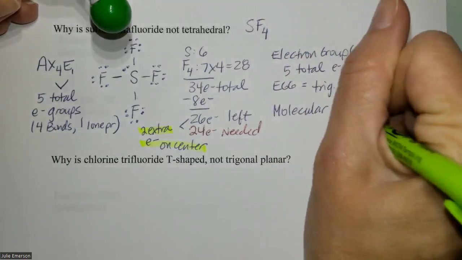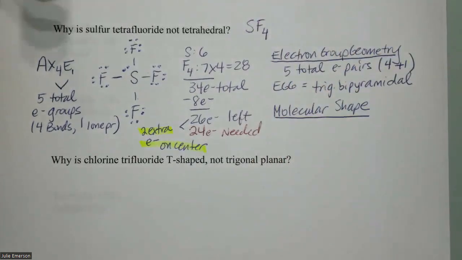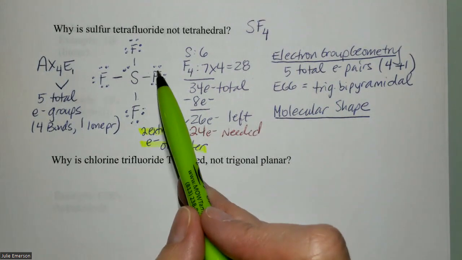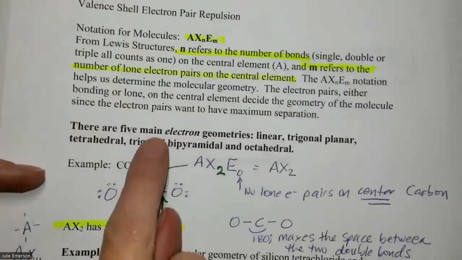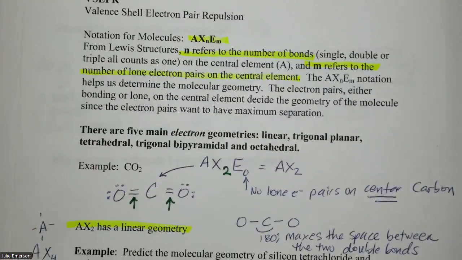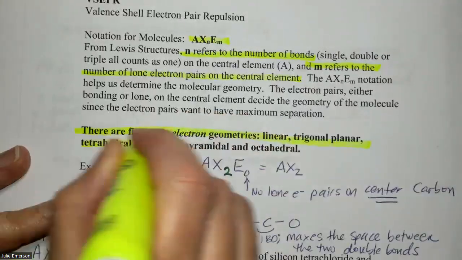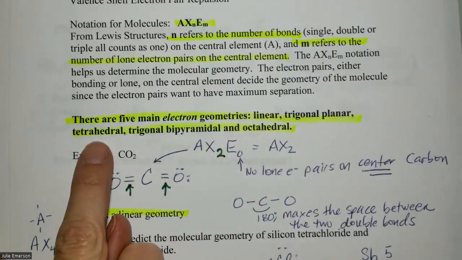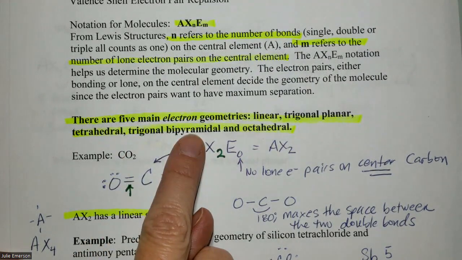So there are 2 things for compounds. There is the electron group geometry and the molecular shape. The electron group is the total number of groups around the center, all right? And of that, there are only 5 main electron group geometries. This was on the very first page. AX2, AX3, AX4, AX5, AX6. And I'll show you all those here in just a second. All right, so we looked at linear. That was the CO2. We looked at tetrahedral. That was the silicon tetrachloride. We looked at the trigonal bipyramidal. That was the antimony pentachloride.